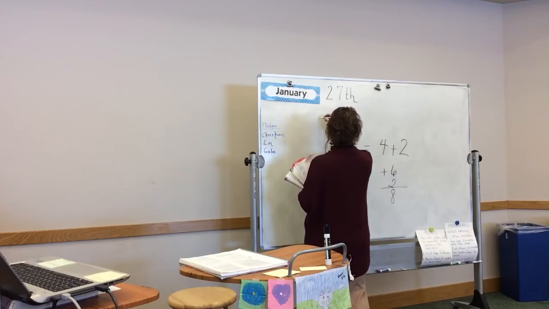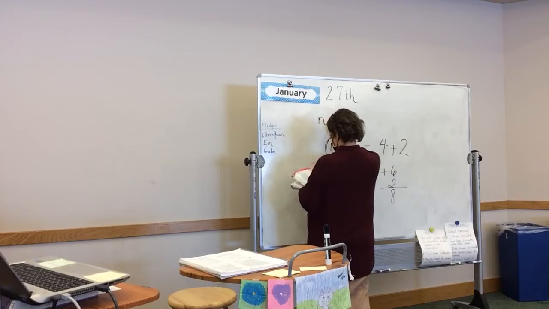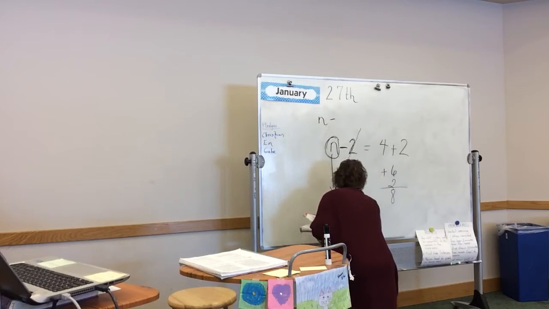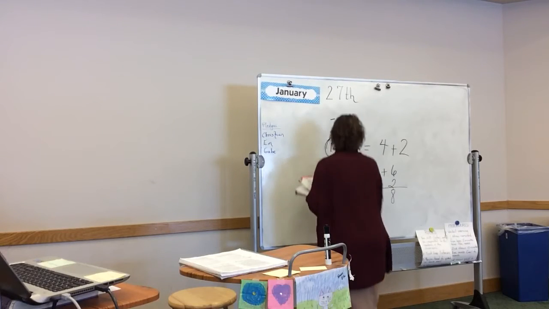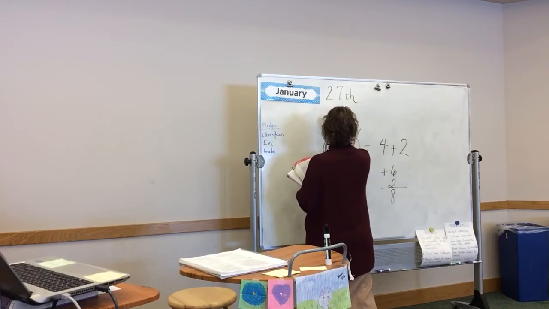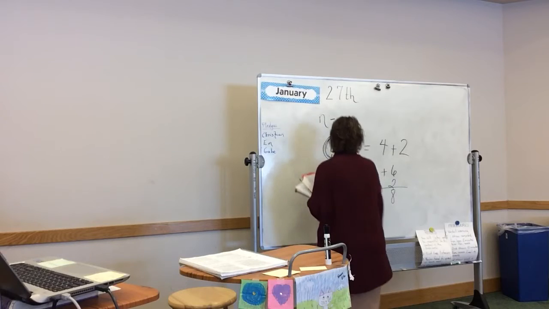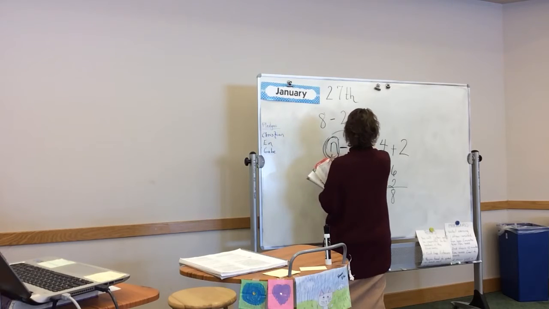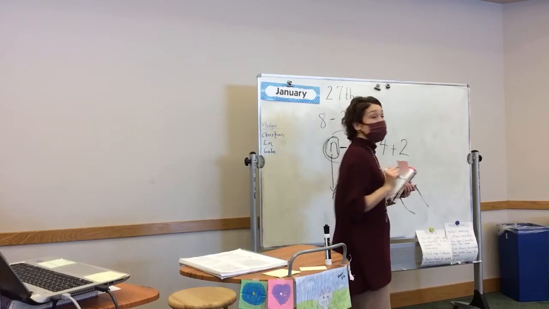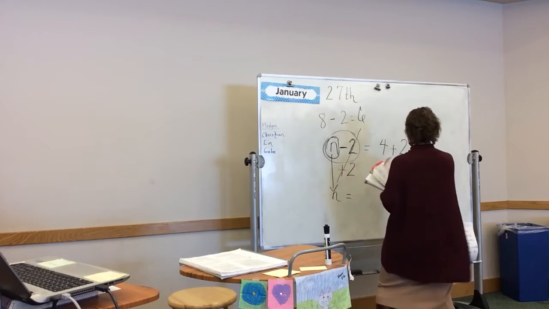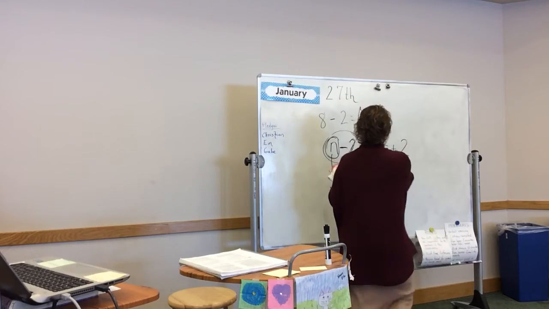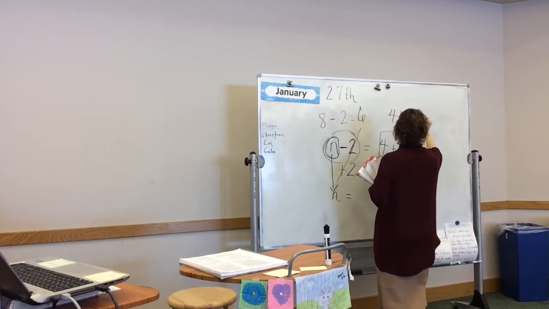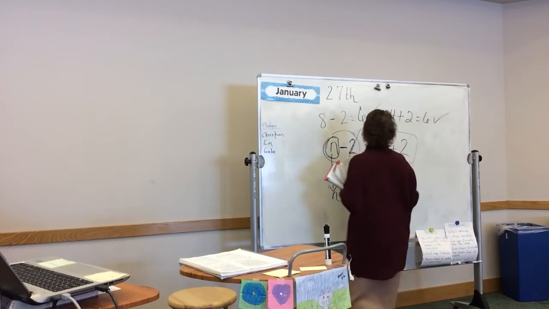So, what is N now, friends? 8. Yes. So we're going to go back to the original. N, I did it again. Sorry. 8 minus 2 equals 6. Very good. And we know that 4 plus 2 equals 6. So it checks out.